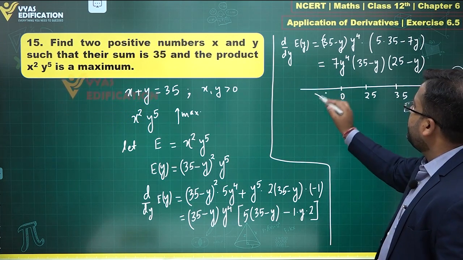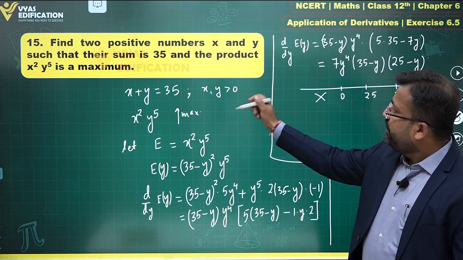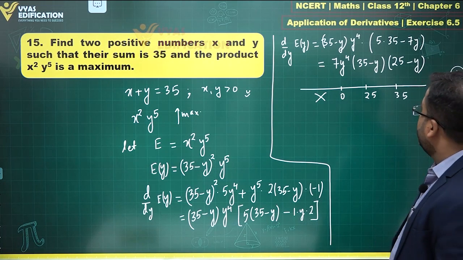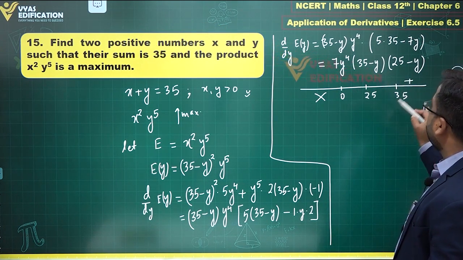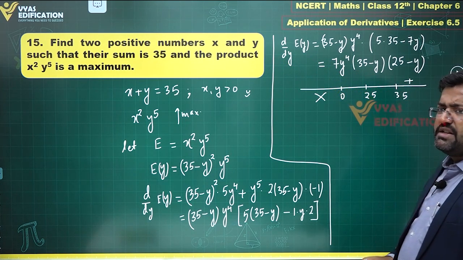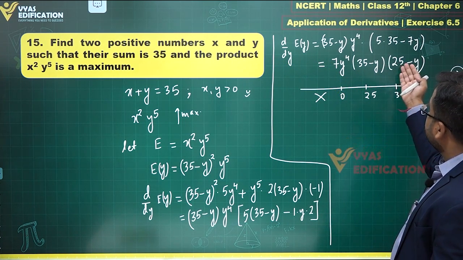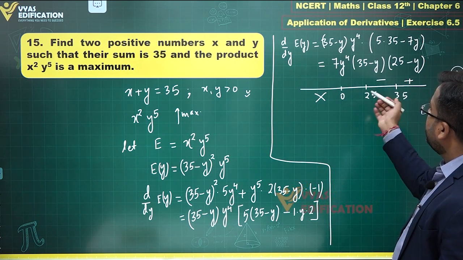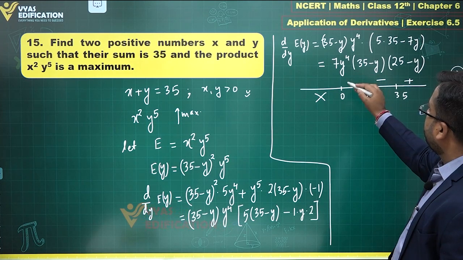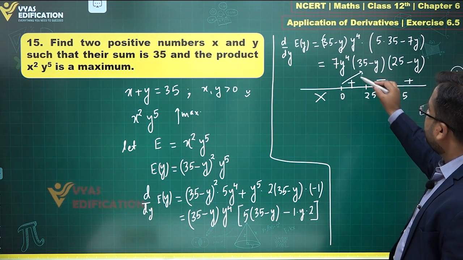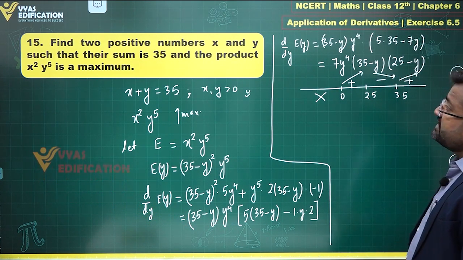And you're not supposed to go beyond this because we are only considering the positive values. Let's analyze the sign scheme. Beyond 35, this is negative, this is negative, this is positive. Overall will become positive. Between 25 and 35, let's pick up 30. This is positive, this is negative, positive, this overall is negative. And before this, this is positive, positive, positive, and therefore positive. So the function increases, decreases, and then increases again.